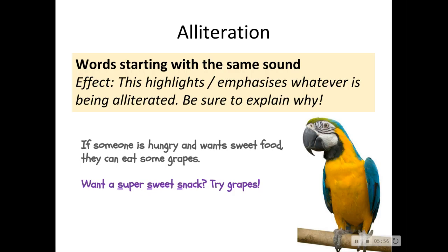Alliteration is when you have words that start with the same sound, like this, starting same sound. And the effect of alliteration is that it highlights or emphasizes whatever is being alliterated. In the purple example here, we could say that perhaps the sweetness of grapes is being highlighted. And if you write about alliteration, be sure to explain why the writer thinks that's an important thing to highlight or emphasize.